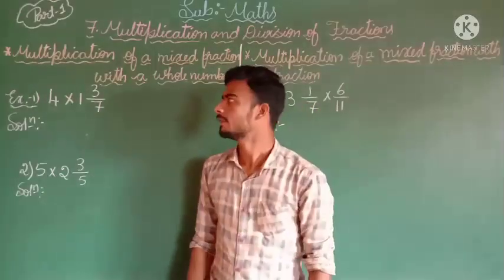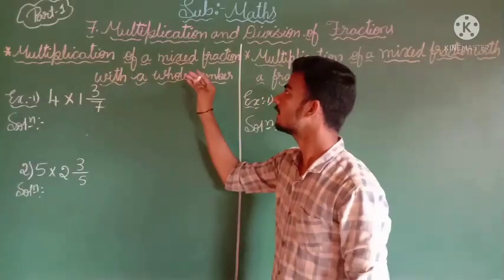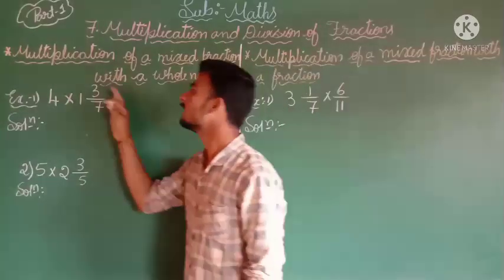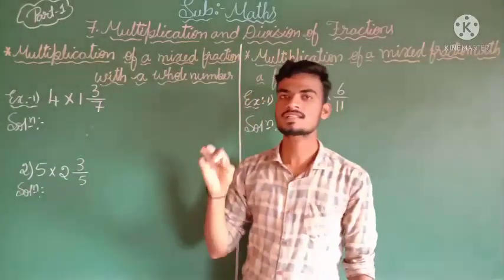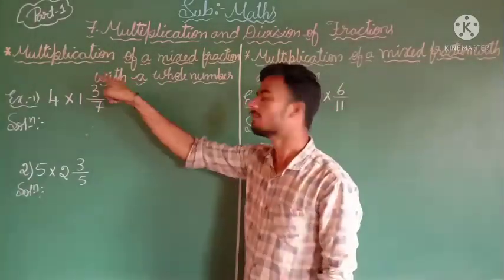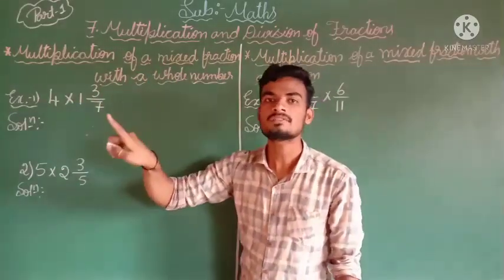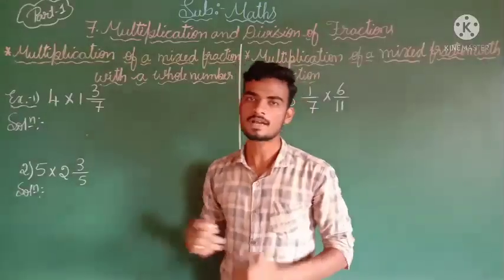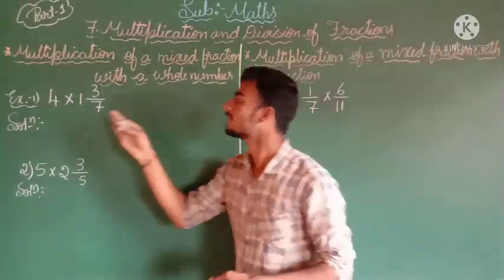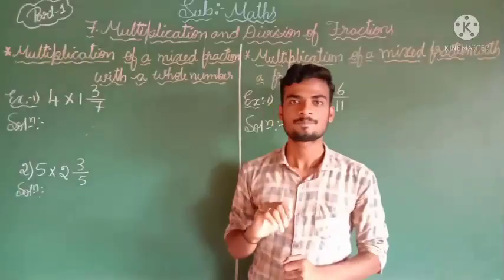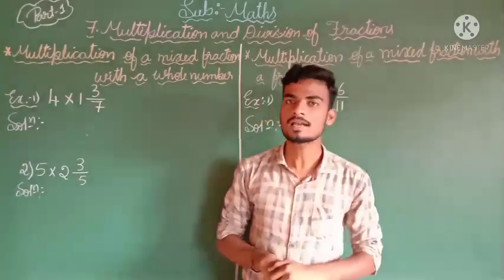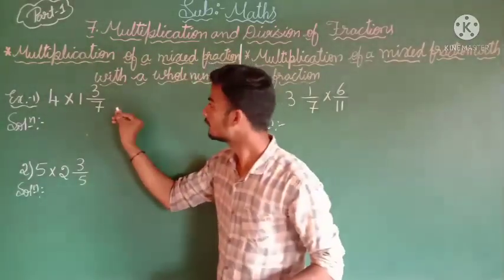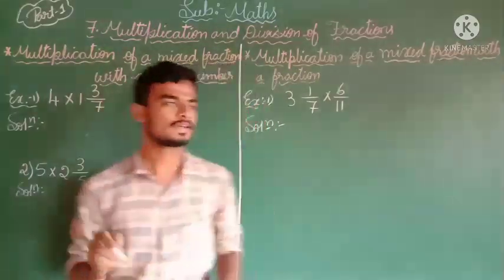Dear students, now let us see multiplication of a mixed fraction with a whole number. We have seen the first type, that is a whole number with a fraction. Now here it is a whole number with a mixed fraction. You know already that if a mixed fraction arises, we convert it into an improper fraction.